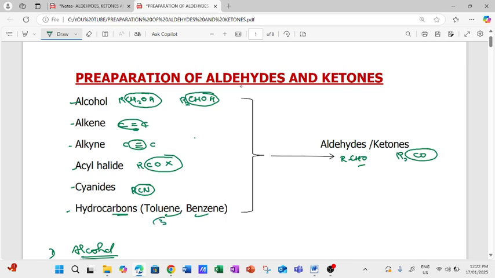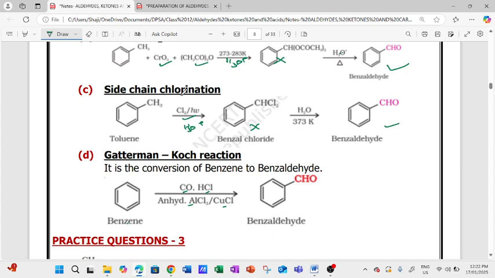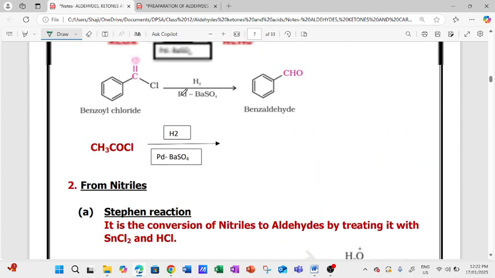Toluene itself, we studied three methods. One among that is the Étard reaction. Acyl halide, I said it's Rosenmund reduction. From cyanide, one particular reaction is called the Stephen reaction. So remember the names of those reactions. It's easy to keep it in your memory. Let's see some questions to understand this concept a little more clearly.